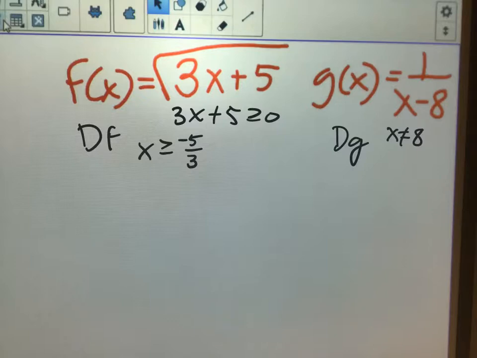So if I asked you to do f plus g of x, that means add the two functions. Everybody go ahead and do that. These are kind of simple to add because you can't put the square root with other stuff.